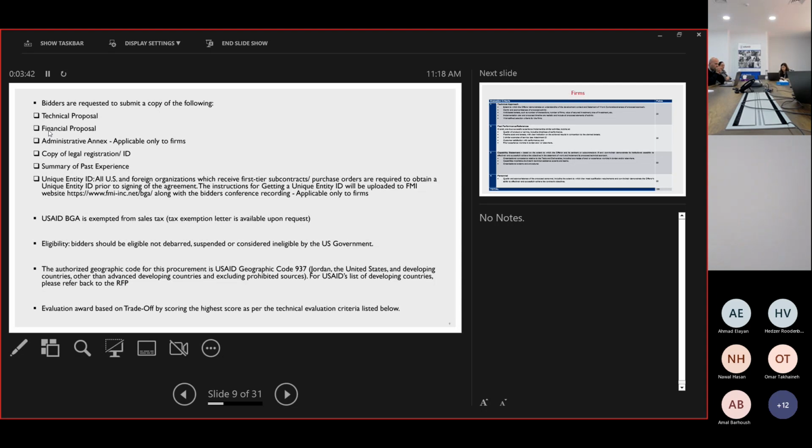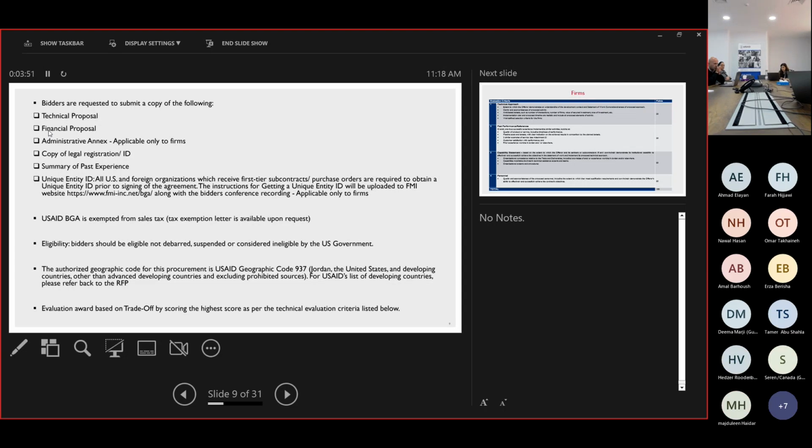The evaluation of the proposals received for this RFP is based on trade-off, which is best value, by scoring the highest score as per the technical evaluation criteria listed here. It was already listed in the RFP documents.